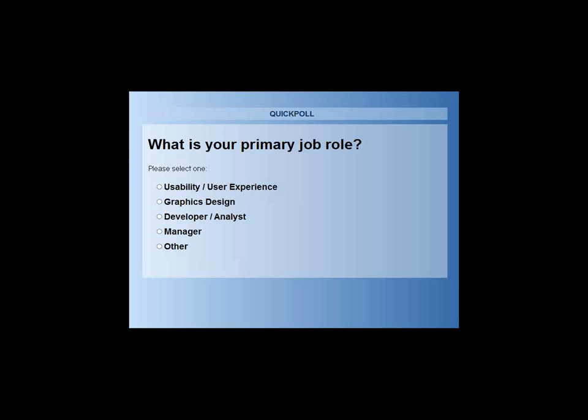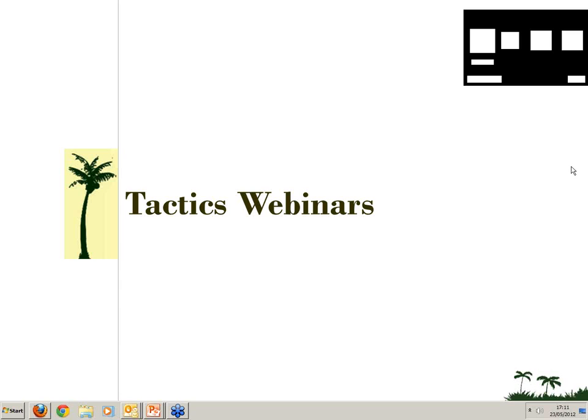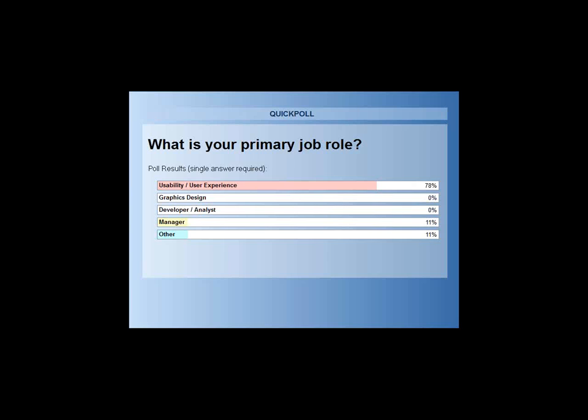Okay, well, most people have voted, so let's have a quick look at the results from that particular poll. This was about your primary job role, and here come the results. We are 78% usability and user experience people, 11% management, and 11% other. So predominantly user experience and usability, which is not too surprising because that is predominantly where the Guerrilla UCD webinars were advertised.